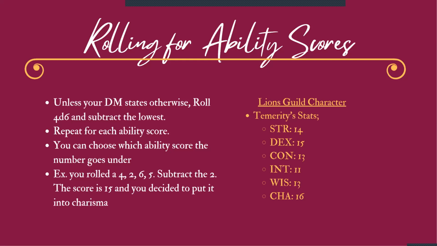For example, if you rolled a 4, a 2, a 6, and a 5 on your d6s, you would subtract the 2 because it's the lowest, and then your score would be 15, adding up the 4, 5, and 6. And then you can decide to put it into something like charisma. And we have Temerity's stats as well. Yeah.